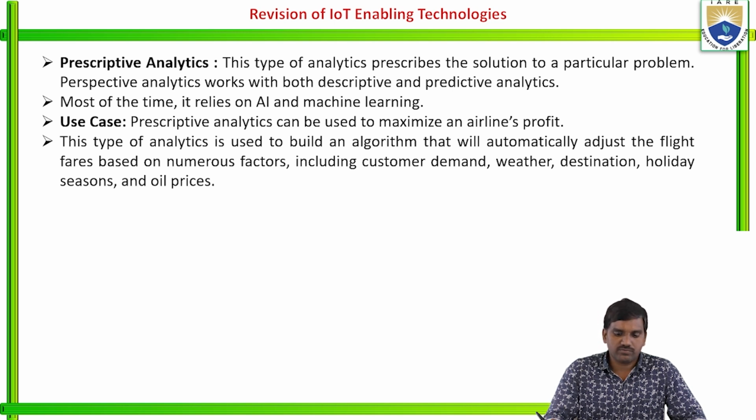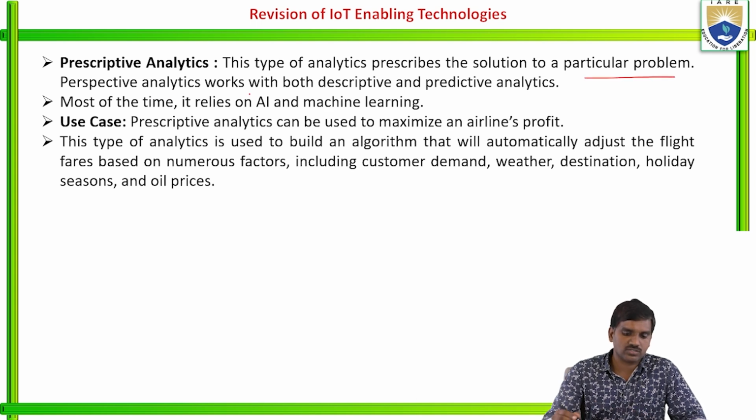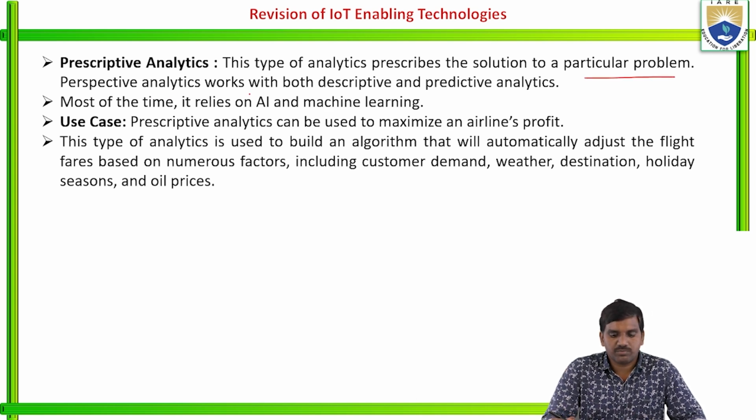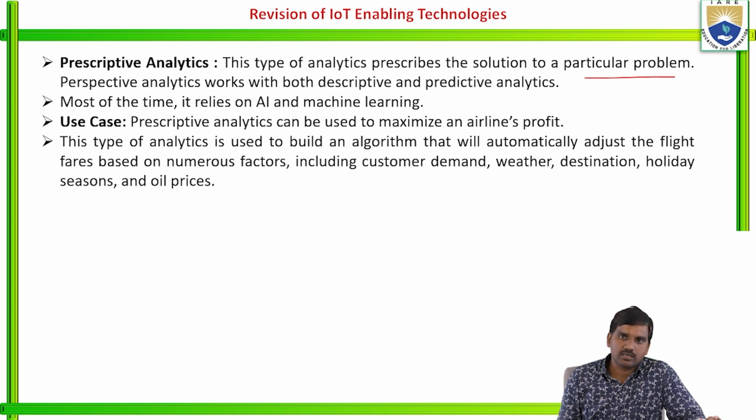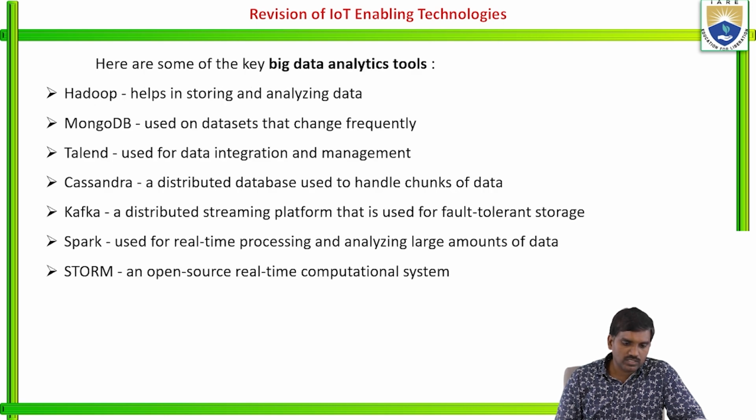Here this type of analytics provides the solution to a particular problem. Prescriptive analytics works with both descriptive and predictive analytics. A use case is maximizing an airline's profits. These are some kinds of big data analytics: descriptive, diagnostic, predictive, and prescriptive.